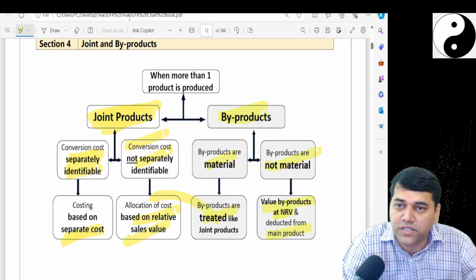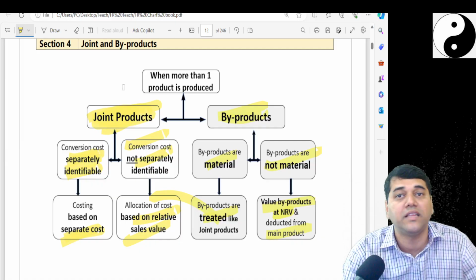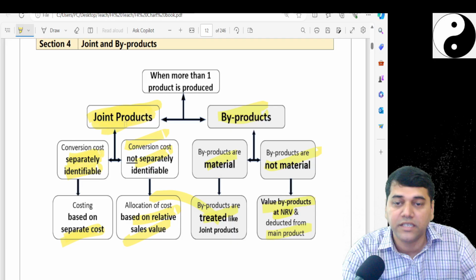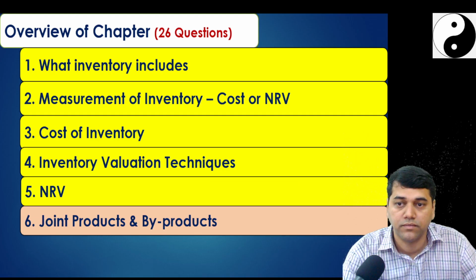We'll just see first, okay, there are some theory questions, which are L3 level questions. We will see that later, but before that we'll solve some problems. Then we'll come back to the theory. Joint and byproduct problems.